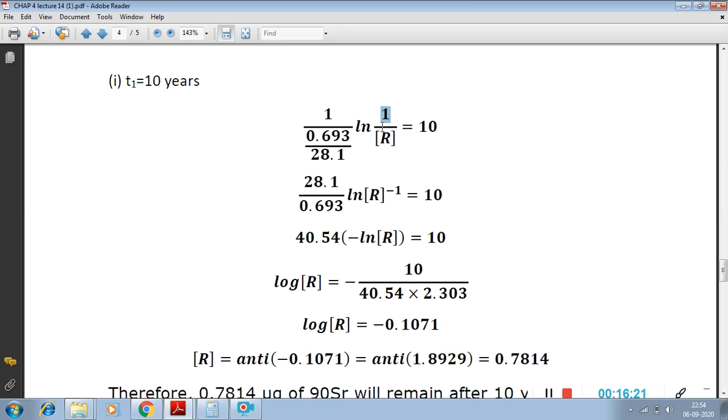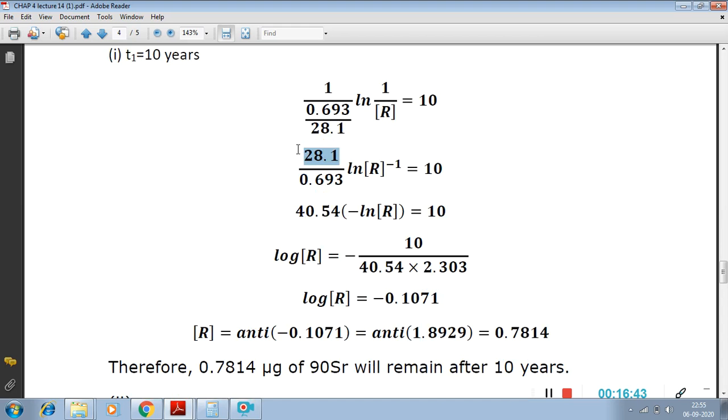Now 1 by R, that is R raised to minus 1, so I have written minus 1 here, and this 28.1 will come in the numerator. So 28.1 divided by 0.693, other values are the same here. Now this division is 40.54, and this minus 1 is in the power of R, so that will come in multiplication. So here I have written minus ln R.